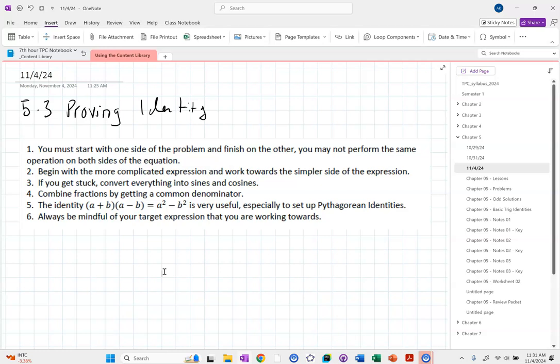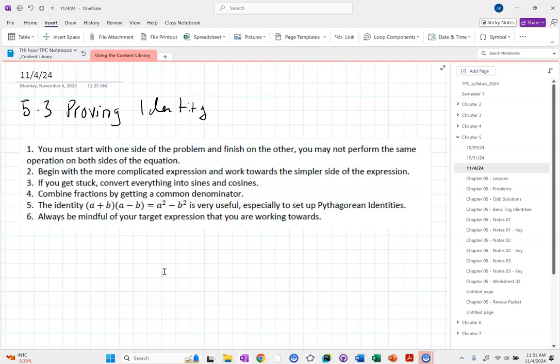And then number 6 is to simply always be looking at where you're trying to get to and use that as a guide of what I might want to do. What identity might I want to use here? If I have tangent, I can rewrite it as sine over cosine, or I could write it as secant over cosecant, or 1 over cotangent. Which one of those 3 options would be the best one to use? Oftentimes looking at where you're trying to get to will tell you.